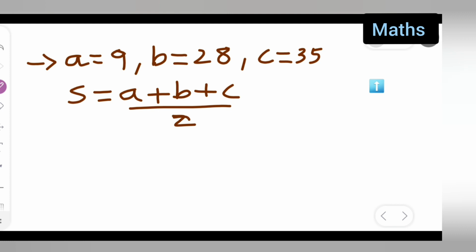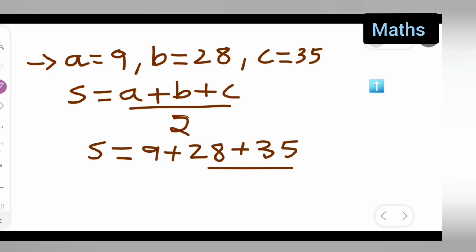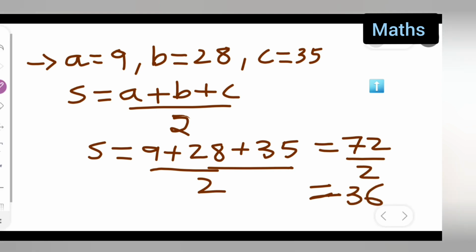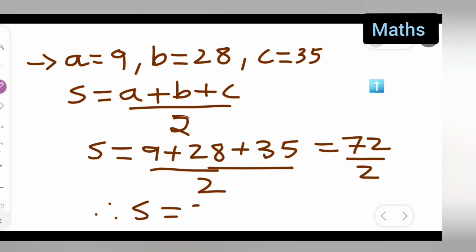Now what you all are going to do is add all these numbers. What is your A? 9, plus what is your B? 28. What is your C? 35, upon 2. Write it down. Now add all these numbers: 35 plus 28 plus 9. What will you get? You are going to get 72 upon 2. Now divide it. 72 divided by 2, you will get 36. So you can write it down: S is equal to 36. Therefore S is equal to 36 is your answer.